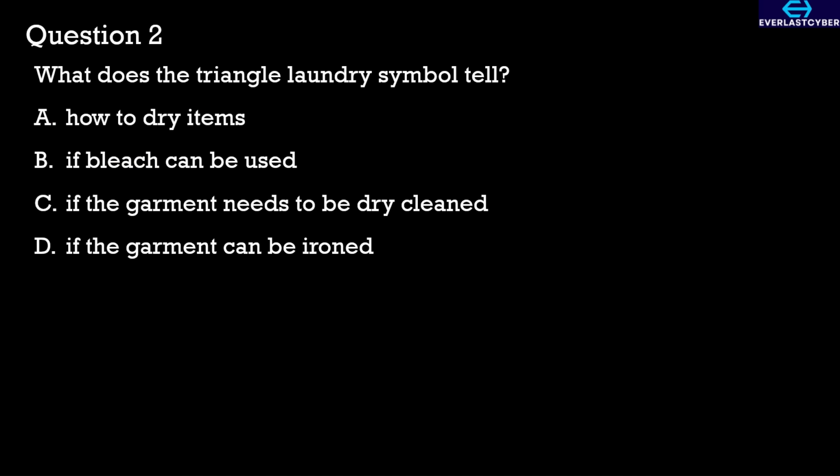Question 2. What does the triangle laundry symbol tell? A. How to dry items. B. If bleach can be used. C. If the garment needs to be dry cleaned. D. If the garments can be ironed.